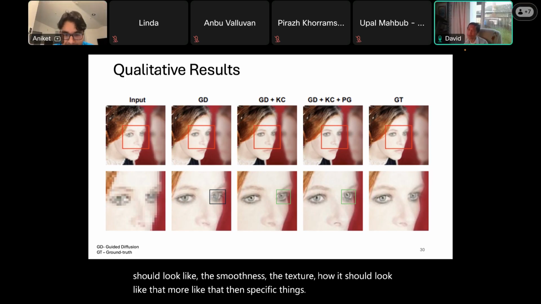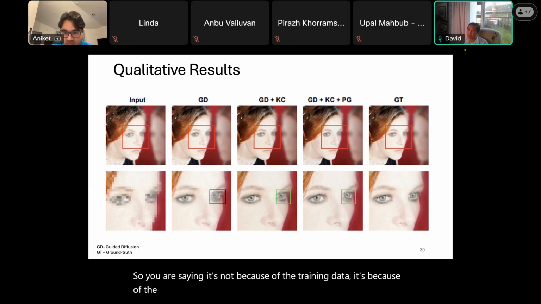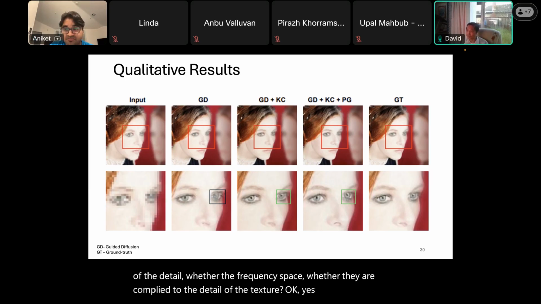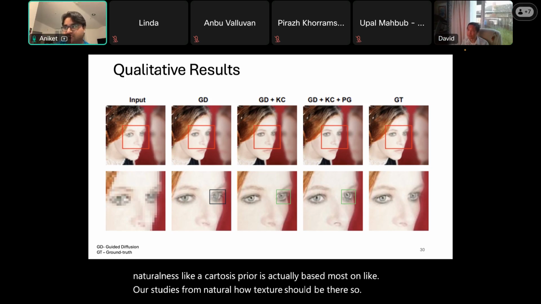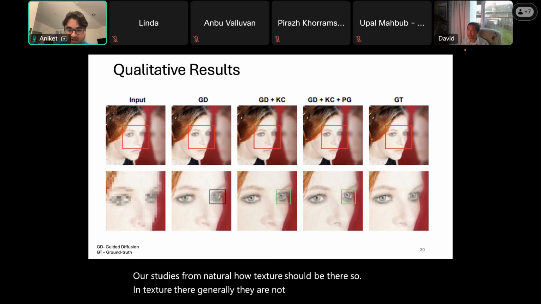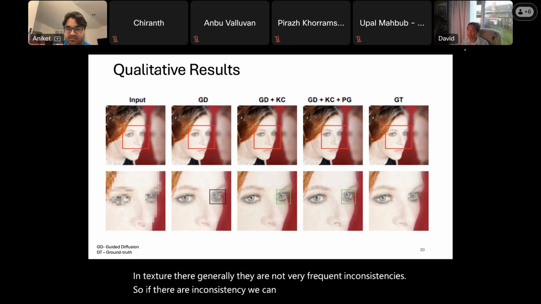Oh, so you're saying it's not because of the training data, it's because of the detail, whether in frequency space they comply with the detail of texture. Yes, yes. Because this prior of naturalness, the kurtosis prior, is based mostly on studies of how natural texture should be. In texture, generally there are not very frequent inconsistencies. So if there are inconsistencies, we can show that these are things which are not normal.